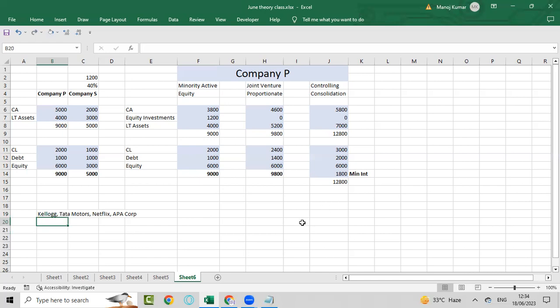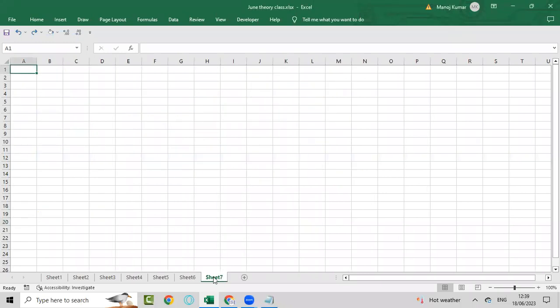You can make note. I'll just come back. So now we want to discuss cost sheet. What is the purpose of cost sheet? The purpose of cost sheet is to calculate cost of goods sold, right? So we want to calculate cost of goods sold.